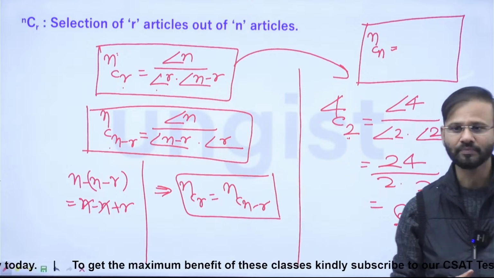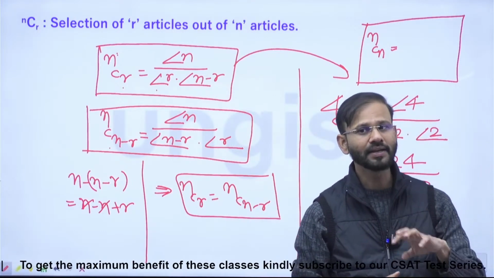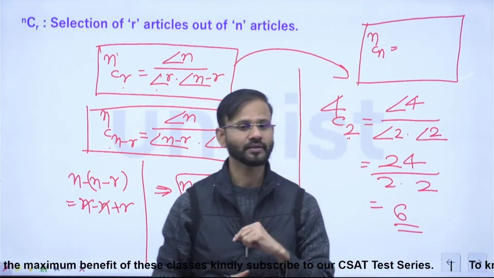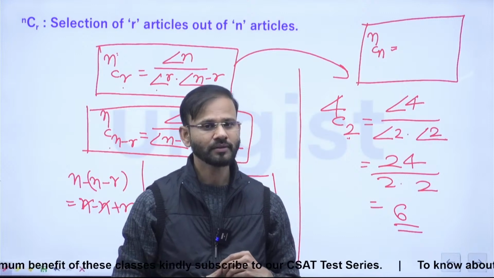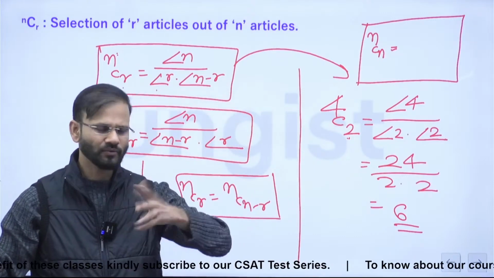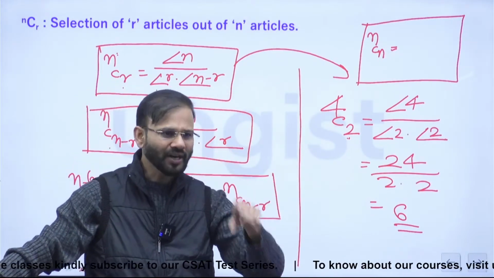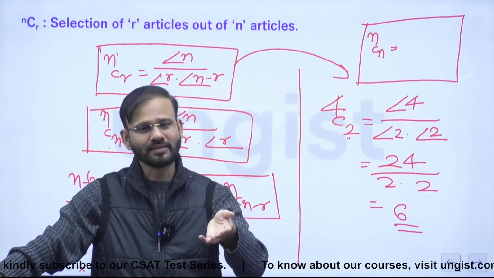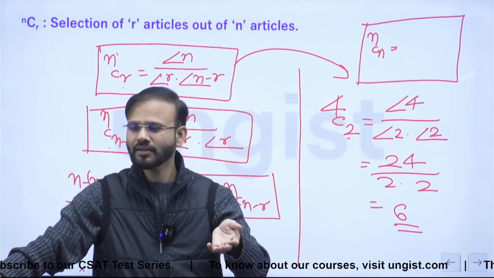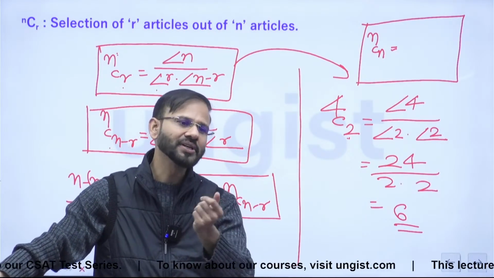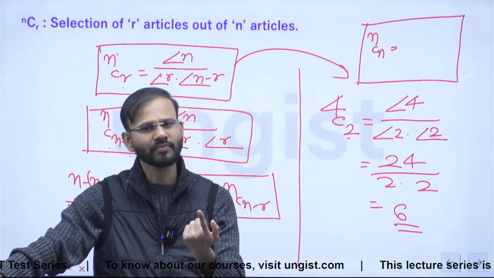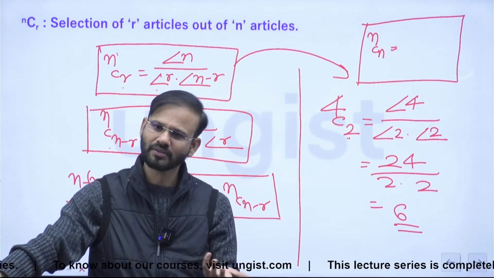NCN is 1. Very good. See, guys, NCN is 1. Why? See, if you have n articles and you need to select n articles out of n articles, then there is only one way. You can't do anything else, right?